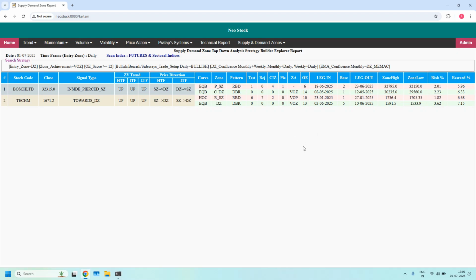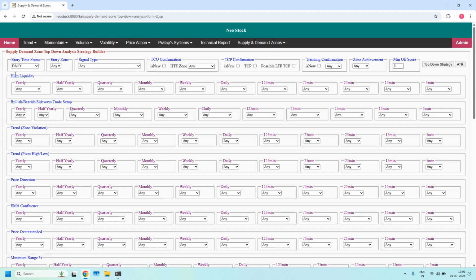If lesson 20 checklist items are not satisfied, there are higher chances zones might be violated. They are saying higher chances. Okay, this is bullish trade setup for monthly income trade. Similarly, we will generate bearish trade setup for monthly income trade.